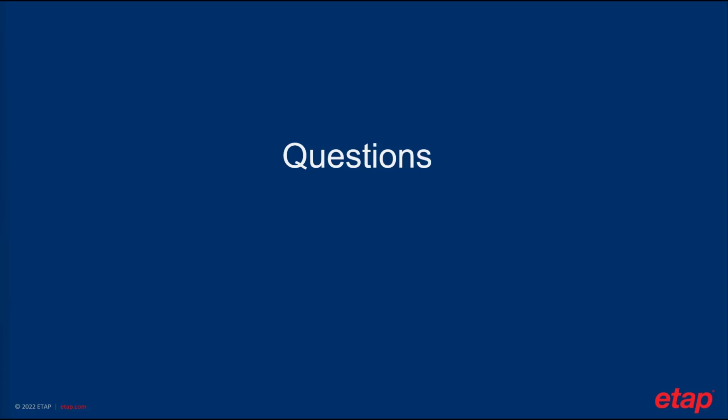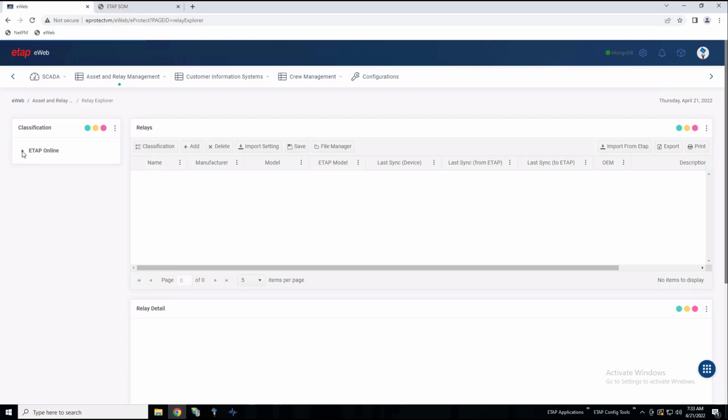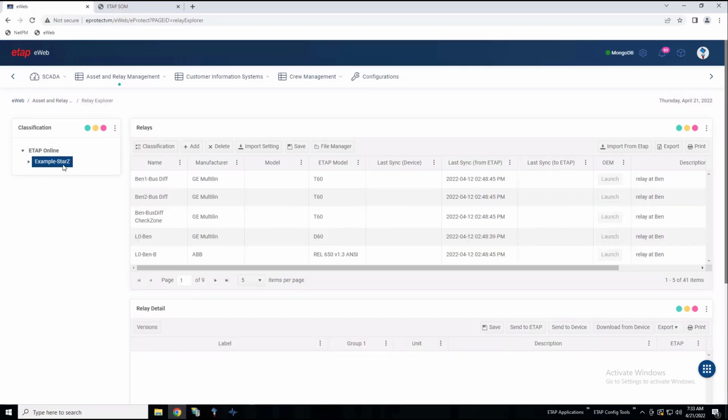Can one eProtect be used for multiple facilities or multiple models? Yes. So here, if I go into my Relay Explorer, you can see here I actually only have one project, which is example star Z, but in this architecture here, I can have as many projects as my system will allow. So we use NetPM, and if you have more projects in this NetPM architecture, they're all going to be available here in eProtect as well.